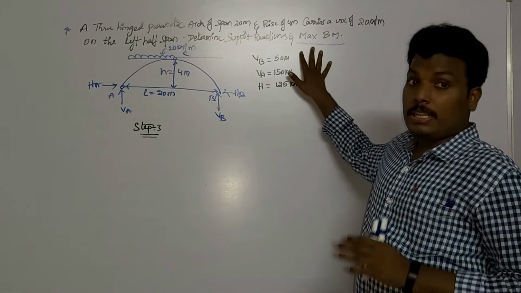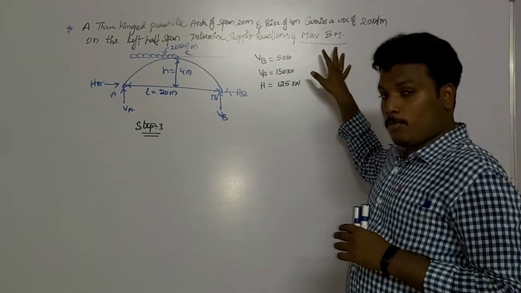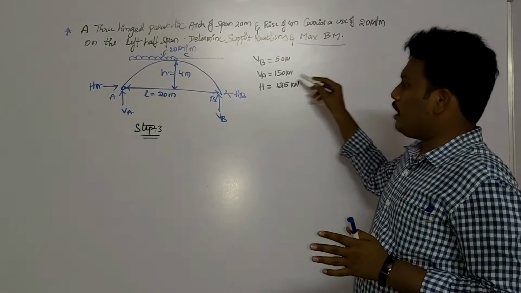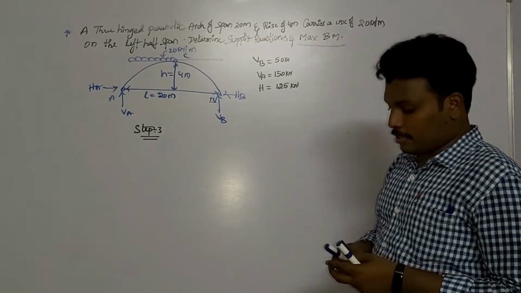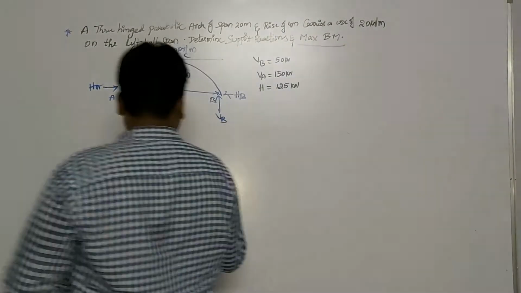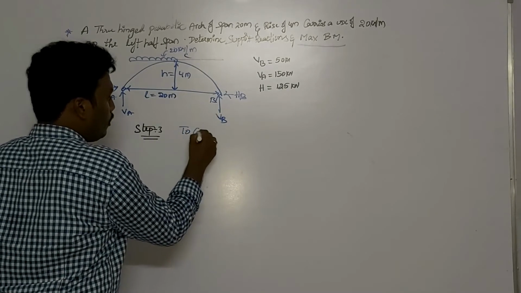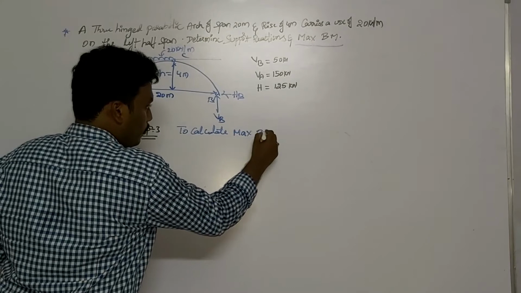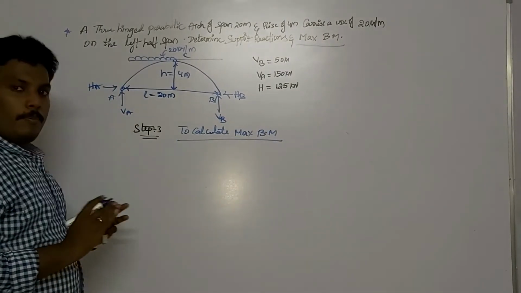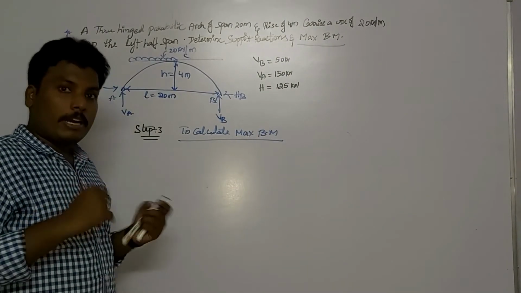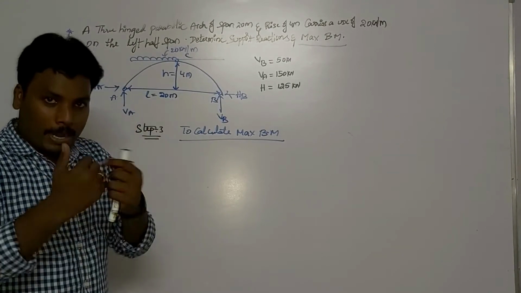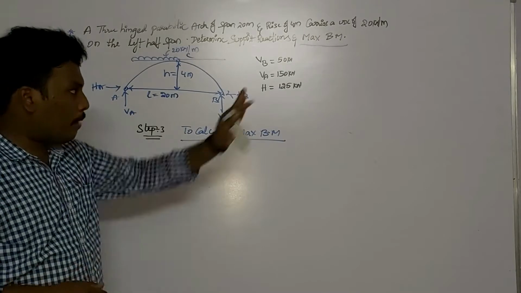They asked us to calculate the maximum bending moment. Maximum bending moment entundo manam telusukovali. So already manam calculate chesina VB, VA and H ikkada indicate chesesanu. So the next step 3, what do we need to find out? To calculate maximum bending moment. Maximum bending moment కావాలి. అసలు అది ఎక్కడ ఉందో మనకు తెలియదు. అసలు అది ఎక్కడ ఉందో తెలుసుకొని దాని తర్వాత ఎంత వచ్చిందో మనం మాక్సిమం చెప్పాలి. That is the indication of the maximum bending moment.